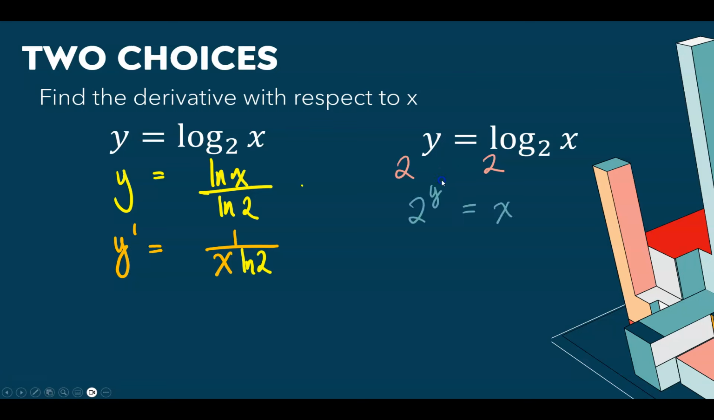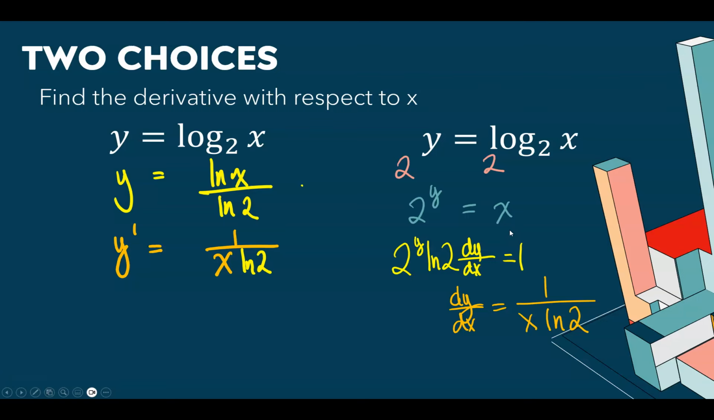So 2 to the power y is going to be equal to x, and then we can use the rule we just had. So the derivative of x on the right-hand side is 1. The derivative of 2 to the y is 2 to the y, natural log of 2, chain rule dy dx. All right, and then we divide both sides by 2 to the y natural log of 2. Well, what happened there? Let's think about that for a moment.